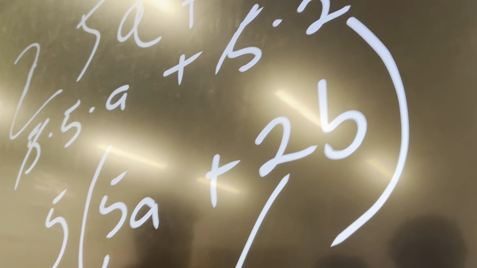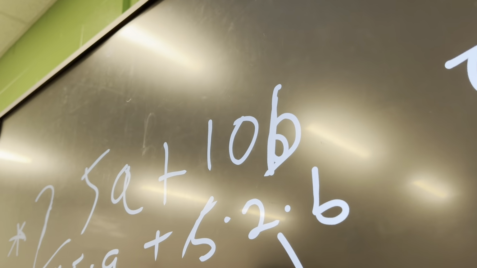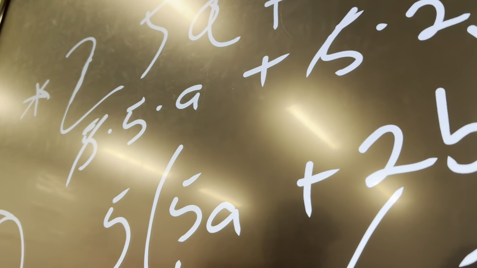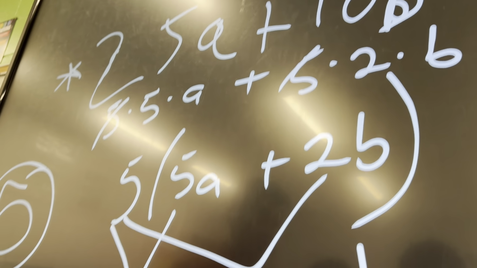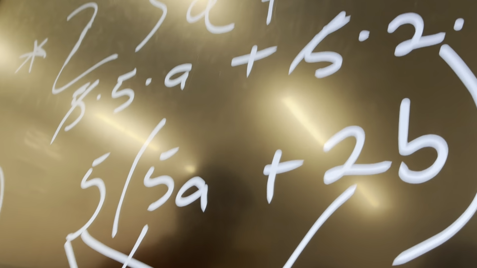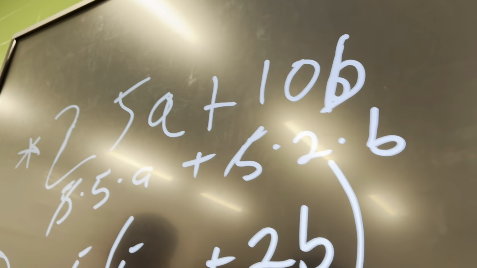Can you confirm your answer using the distributive property? Yes. How do you do that to confirm your answer? Okay, so 5a plus 2b. All right, 25a plus 10b.